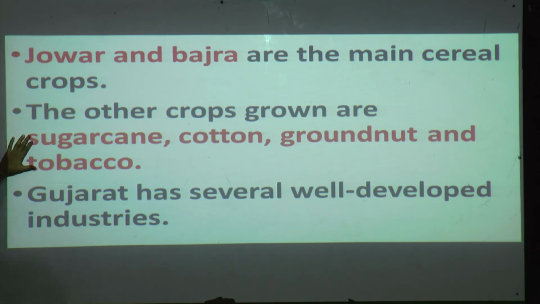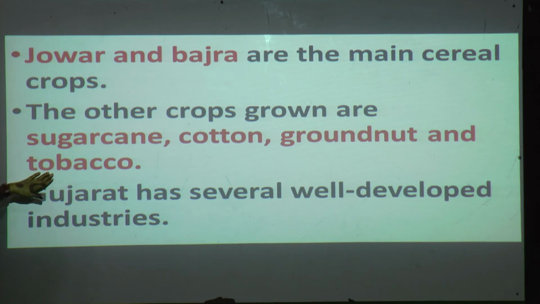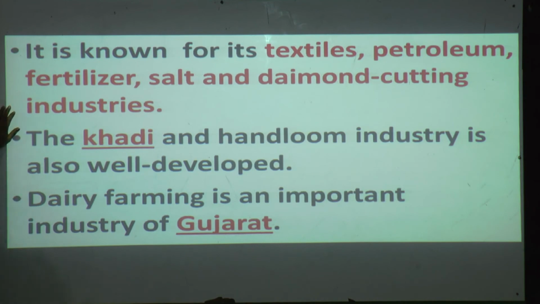Now what other crops are there? Cereals, jowar and bajra. Next, sugarcane, cotton, groundnut and tobacco. Gujarat has several well-developed industries. What are they? Textile industries, petroleum, fertilizers, salt and diamond cutting. First tell me what textiles are. Dress materials or khadi dresses and other things can be manufactured in Gujarat. These are the main industries.